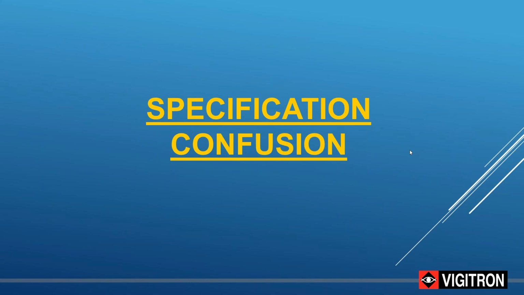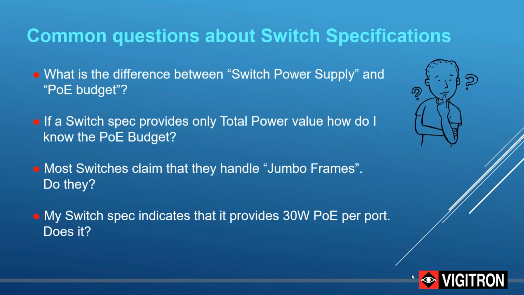Within networks and within network switching, there is specification confusion. Now, we touched on this at the beginning of the seminar when we talked about packet size and how regular switches, what we call standard switches, were really specified at 64 bytes and have nothing to do with the frame size, the packet size that we require for our video applications.